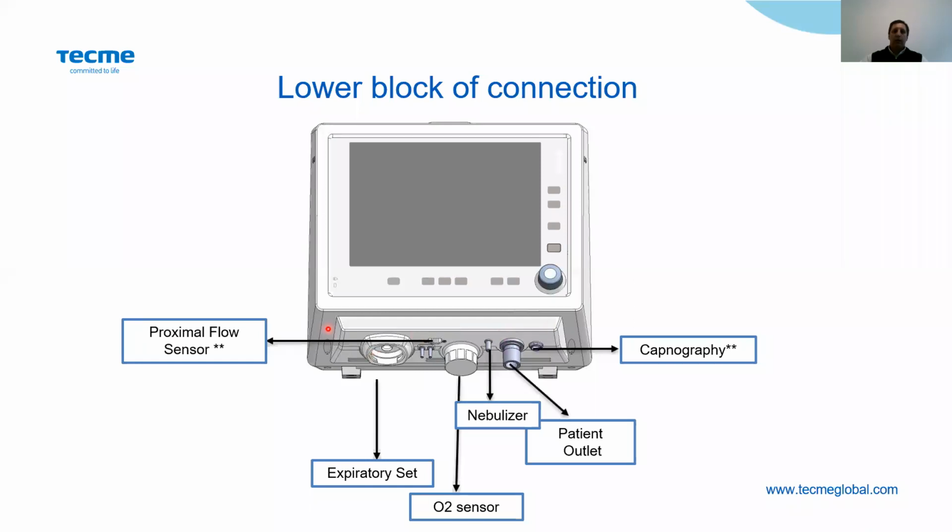Then, depending on the ventilatory model that you have, you may find other connectors. For example, the proximal flow sensor that is available in the GraphNet Neo and also in the GraphNet Advanced. Here we are going to be able to plug this proximal flow sensor for neonate categories to measure the flow close to the patient.